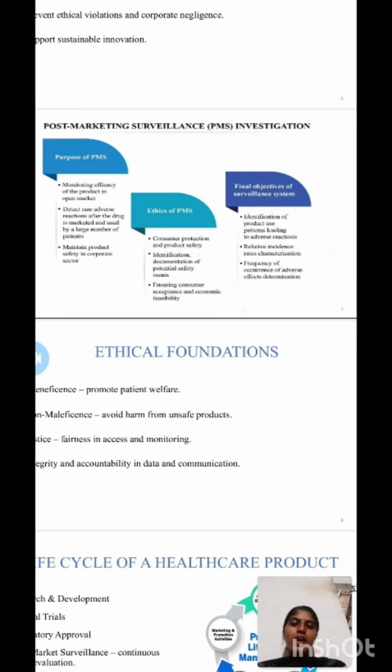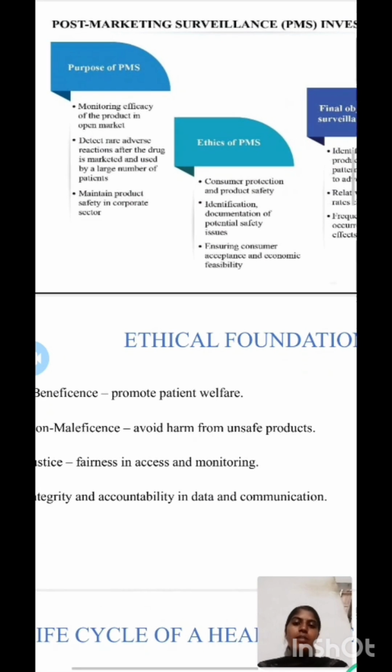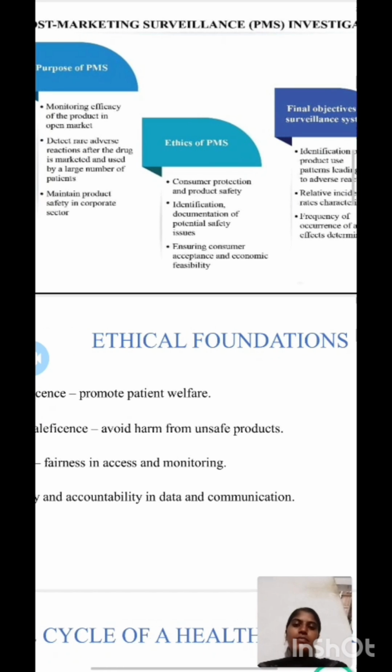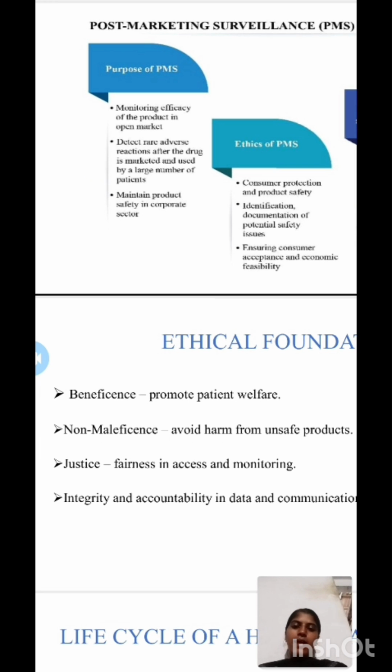So next we are looking at post marketing surveillance and investigation. The purpose of PMS, the ethics of PMS, and the final objective of the surveillance system are the three major types. First, monitoring the efficiency of the product in the open market, then detecting adverse reactions after a drug is used by a large number of patients. First we count how many patients take these types of drugs, so that we can collect the data and maintain product safety under corporate sectors.